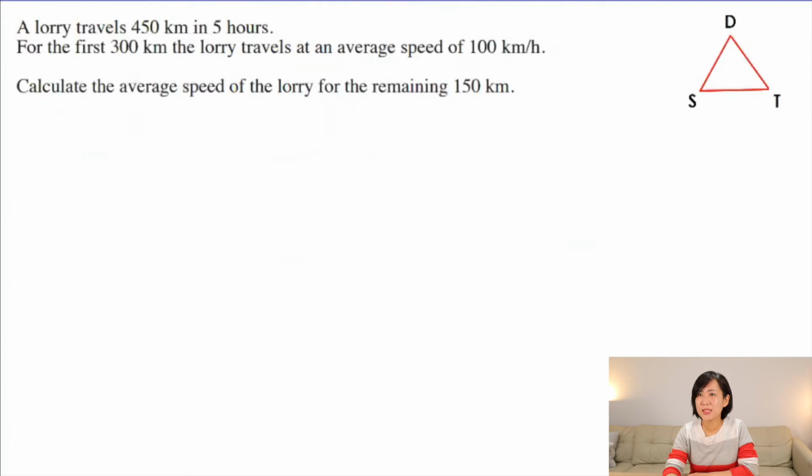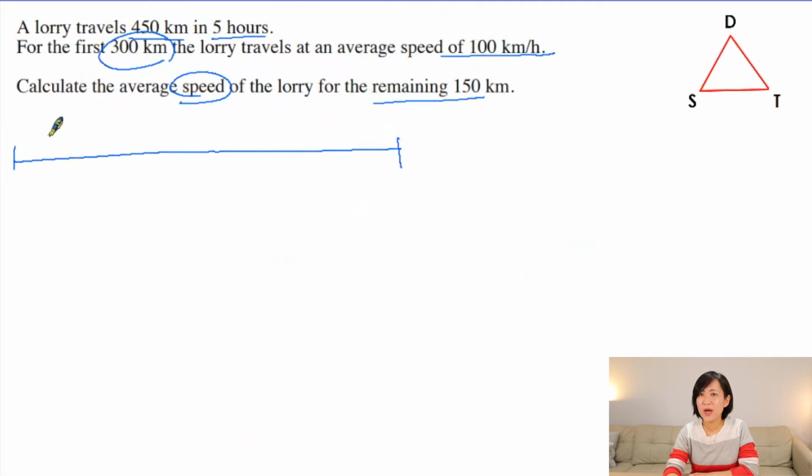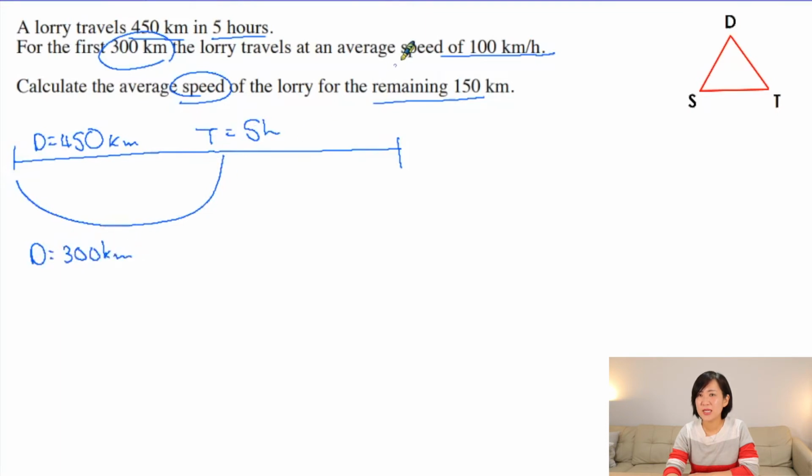Let's underline the important bits. First, you've got an entire journey, 450 kilometers. That is our distance, and the total time is 5 hours, right? As you can see, it has different sections. The first section, the first 300 kilometers, is the distance of the first section, and the speed is 100 kilometers per hour, and we've got a missing value, that is the time. So always organize your information from your question.